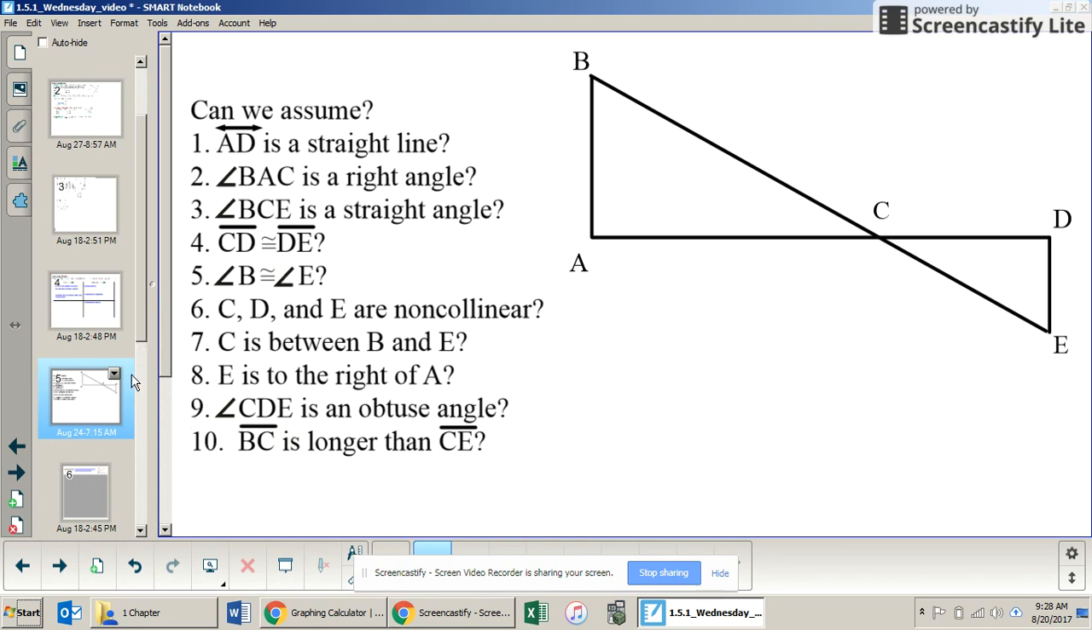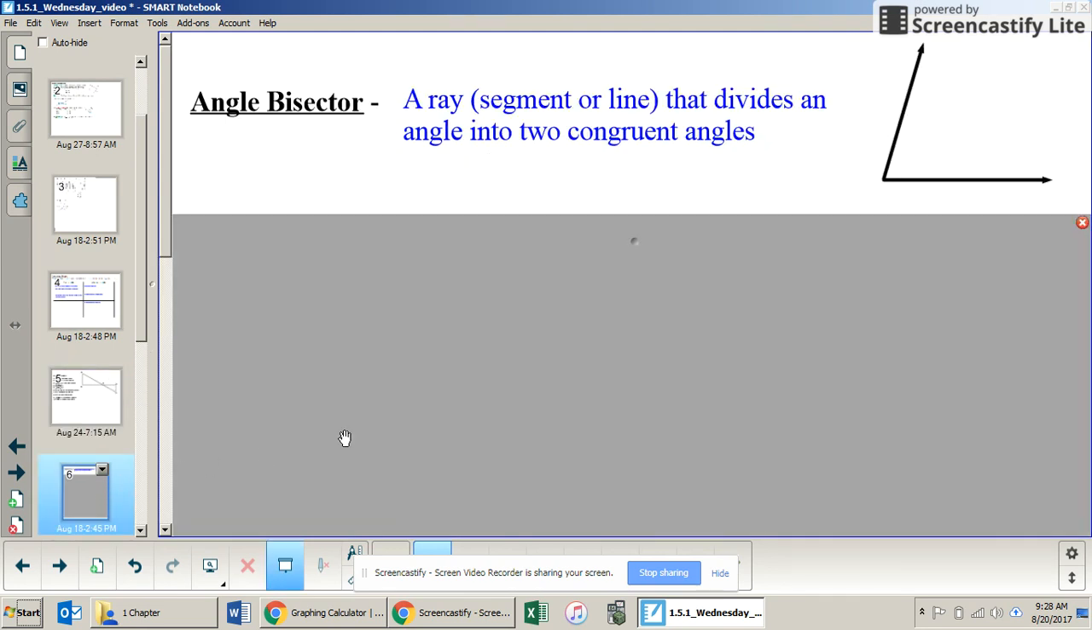Okay, let's turn our attention now to the second of our learning targets, some angle pairs. We'll start off with an angle bisector. I'm going to move a little quickly here, but you can always pause the video and write some of these notes down. An angle bisector is defined as a ray, and that can also be a segment or a line, that divides an angle into two congruent angles.